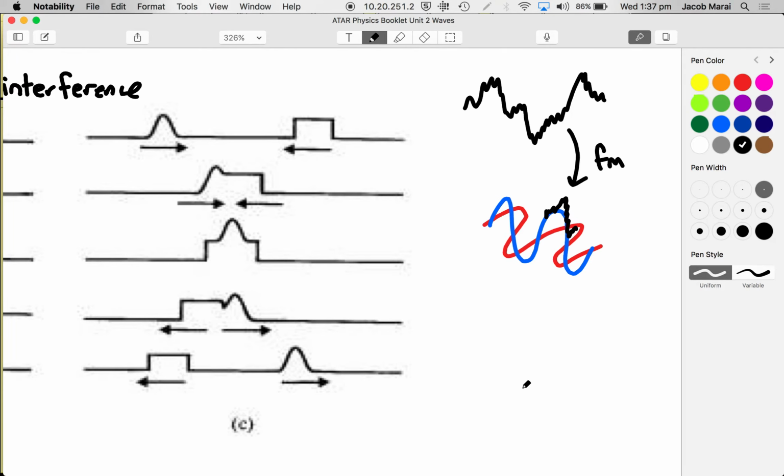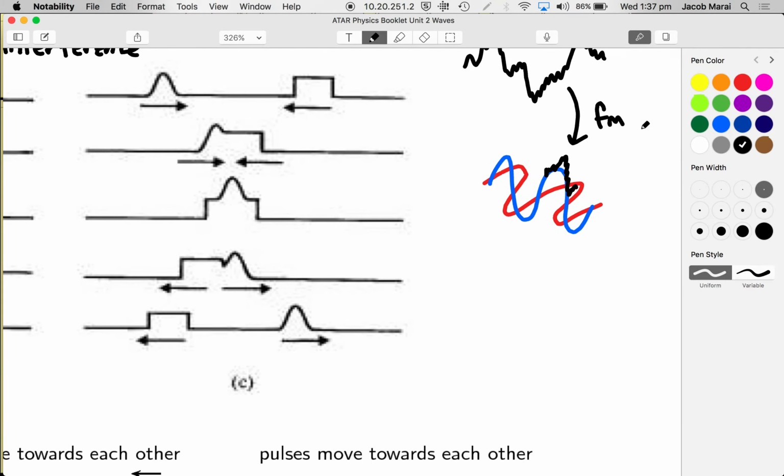There's one other way to do it. You can do amplitude modulation, which is where you can vary the amplitude, which is known as AM. So there's two ways that you can send stuff on an electromagnetic wave.